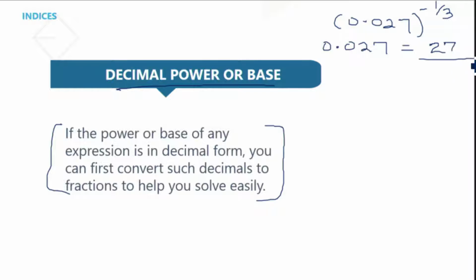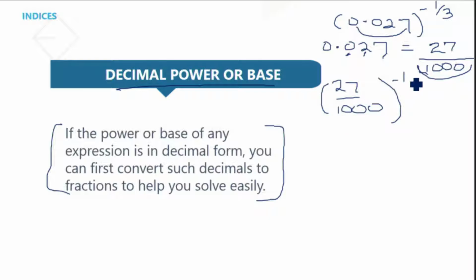So we start from 2, and we write it down to the last number. So we have 27 over, and then we check the place value of the last digit. This is tenth, this is 100, and this is 1,000. So this is going to be 27 over 1,000. So we're going to replace what is inside here with 27 over 1,000, all raised to the power minus 1 over 3. All right, so you can see that you have a negative power here.